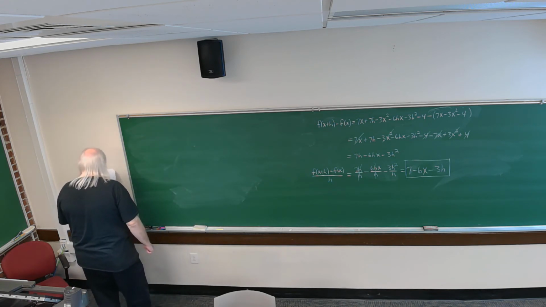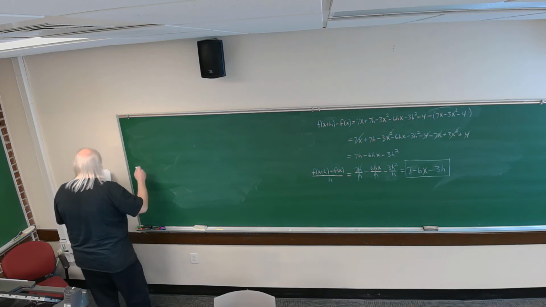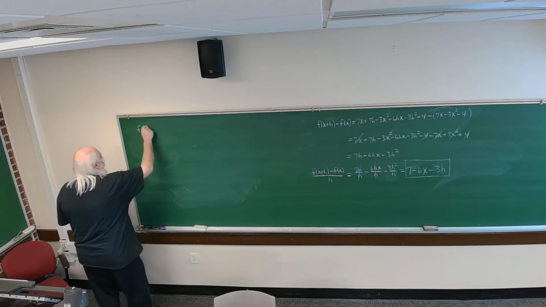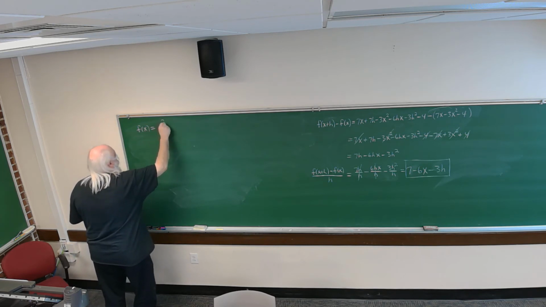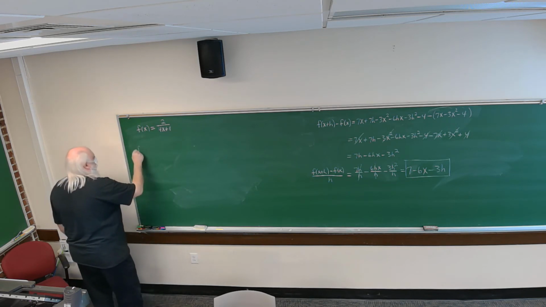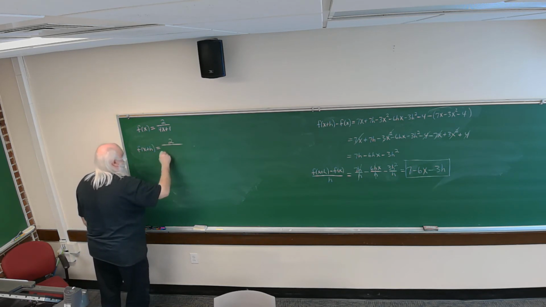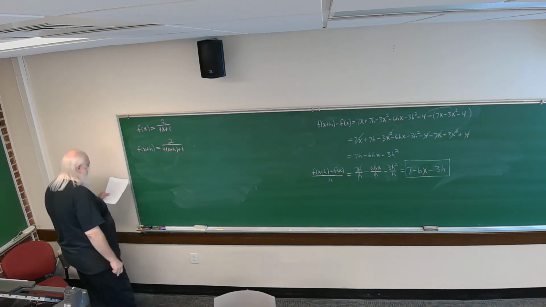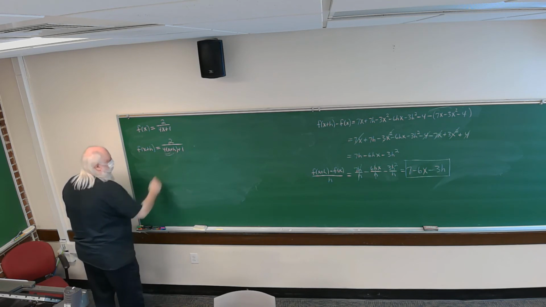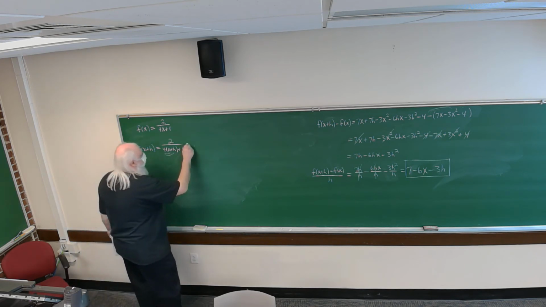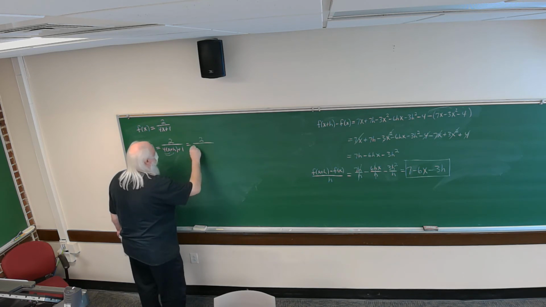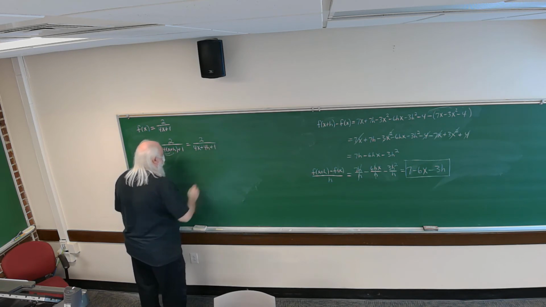On example 4, f of x is going to be a little more complicated. f of x is equal to 2 over 4x plus 1. So f of x plus h is equal to 2 over 4 times x plus h plus 1. And when you distribute the 4 inside the parentheses, you have 2 over 4x plus 4h plus 1.